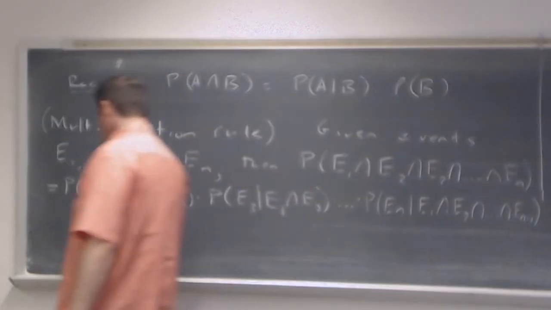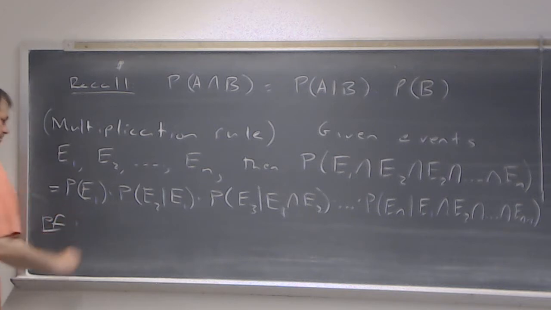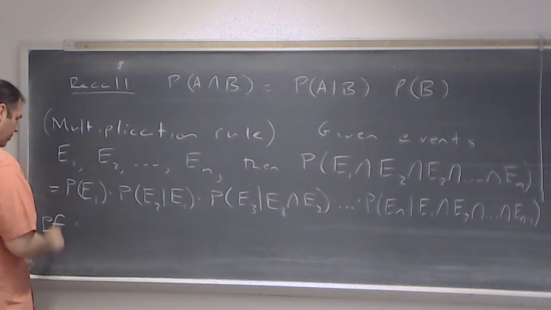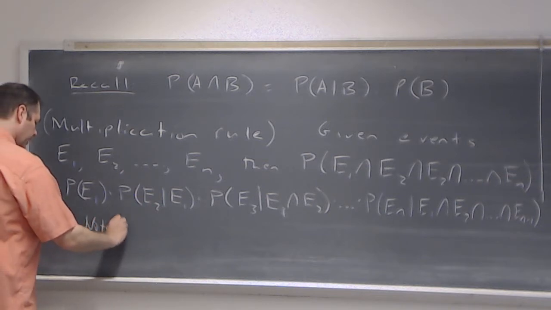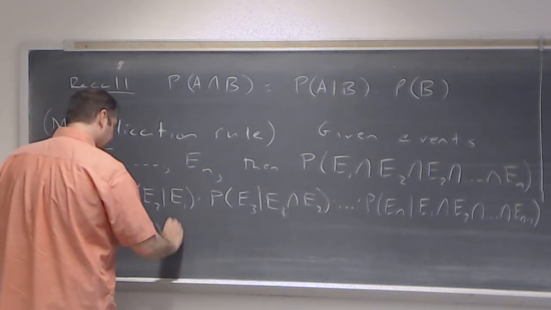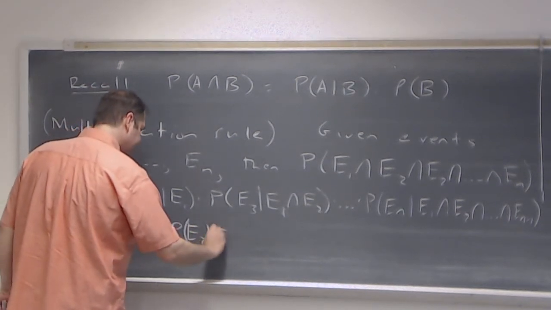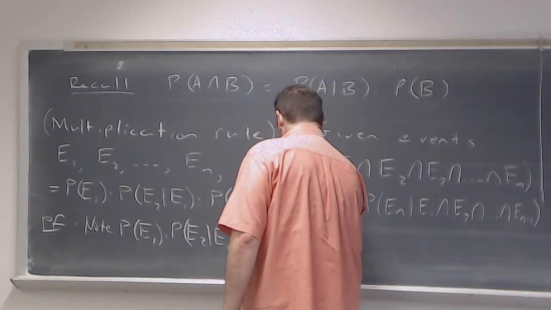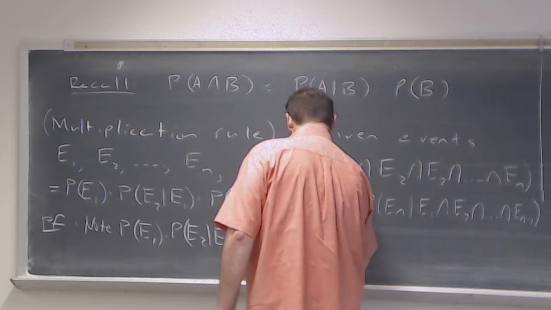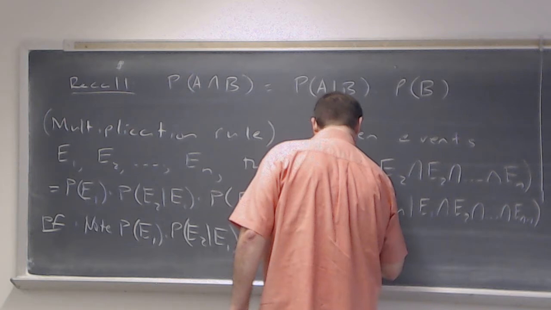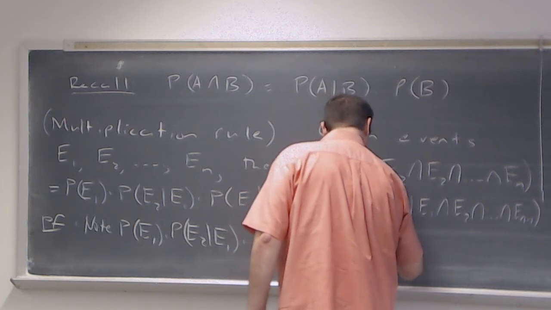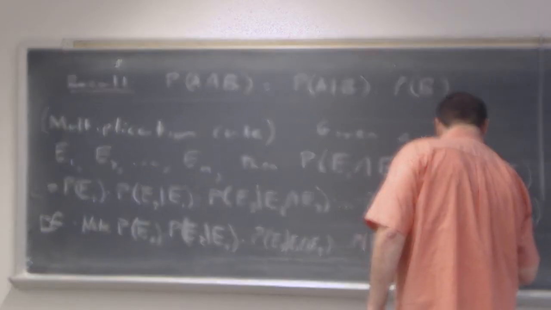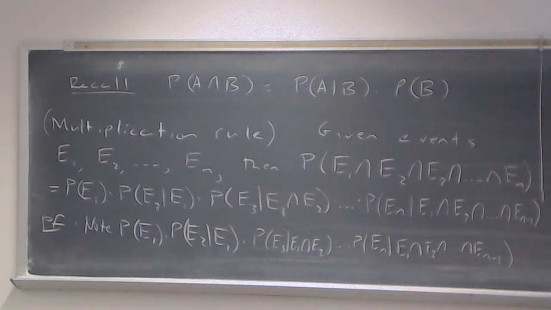The proof is easy if we know where to start. What we'll start with is the right-hand side of this equation. So what we'll note is the probability of E1 times the probability of E2 given E1 times the probability of E3 given E1 intersect E2, times the probability of En given E1 intersect E2 intersect all the way up to E sub n minus 1. What is that equal to?